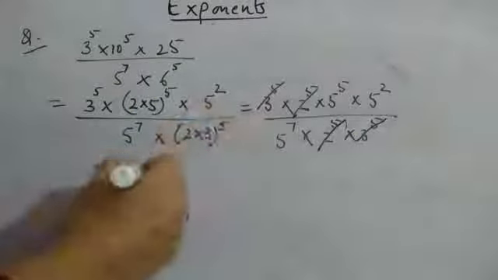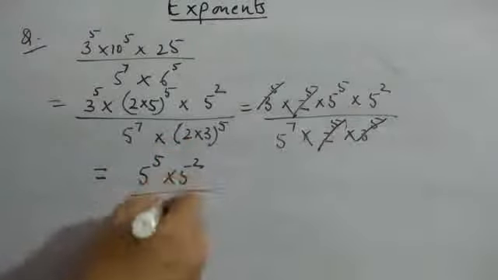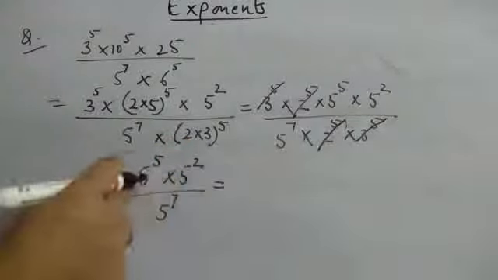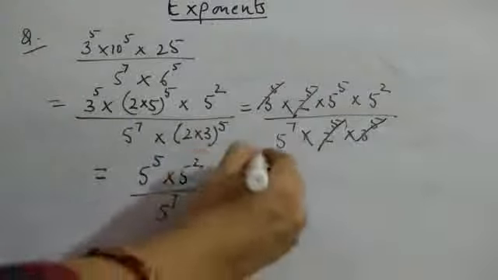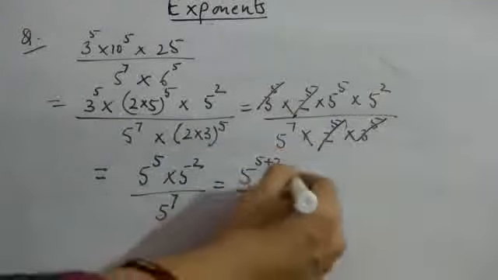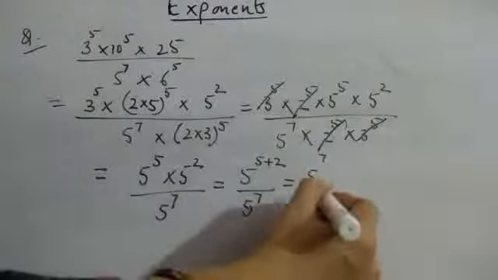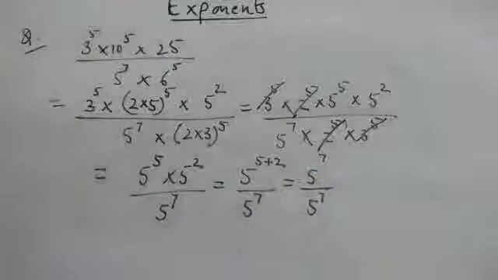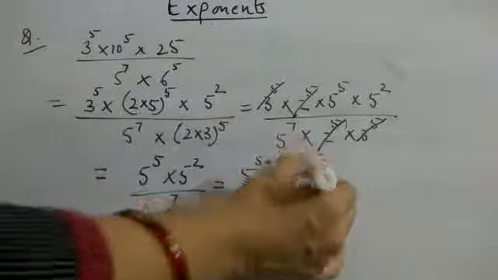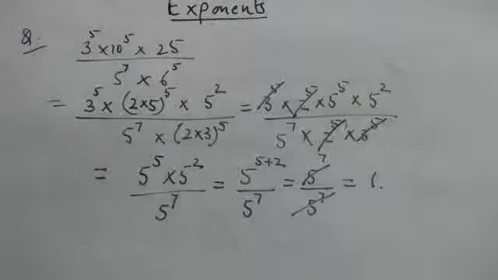Now you are left with 5 power 5 into 5 power 2 upon 5 to the power 7. Now same base being multiplied, they will be added. 5 plus 2 upon 5 power 7. This becomes 5 power 7 upon 5 power 7. And now 5 power 7 and 5 power 7 will cancel and the final answer will be 1.